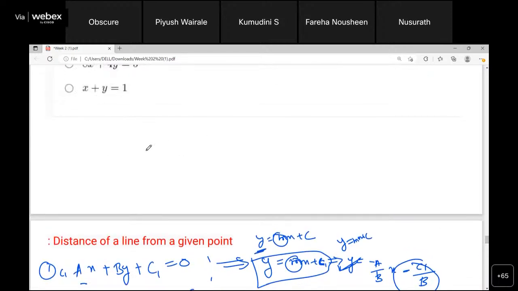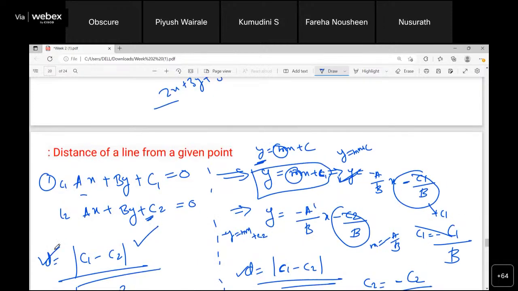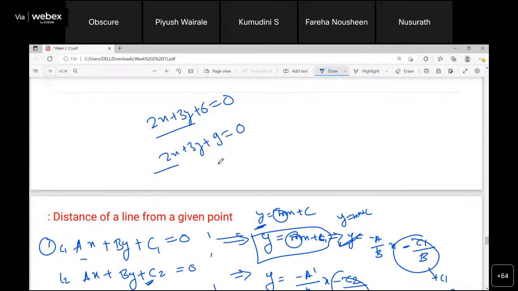I couldn't understand that. So basically, what I'm saying is: 2x plus 3y plus 6 equals 0, and 4x plus 6y plus 9 equals 0. Both are parallel lines, right? If such lines are given to you, you can directly use this formula. That is, C1 here is 6 and C2 is 9, and A and B are 2 and 3.